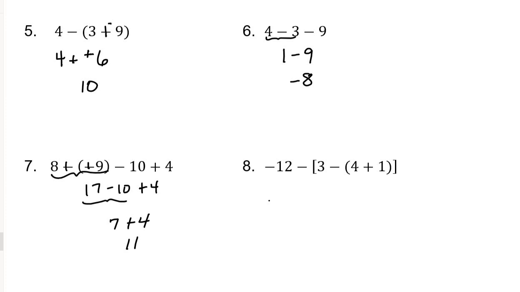Problem number 8, I'm going to bring down this negative 12, bring down the subtraction sign, and then do what's inside these brackets. Using my order of operations, I bring down the 3 and the minus sign. I add 4 plus 1, which is 5. Now inside these brackets, I'm going to have 3 minus 5, which is negative 2. So now I have negative 12 minus negative 2. Again, subtracting is the same thing as adding the opposite. So negative 12 plus 2 is negative 10.